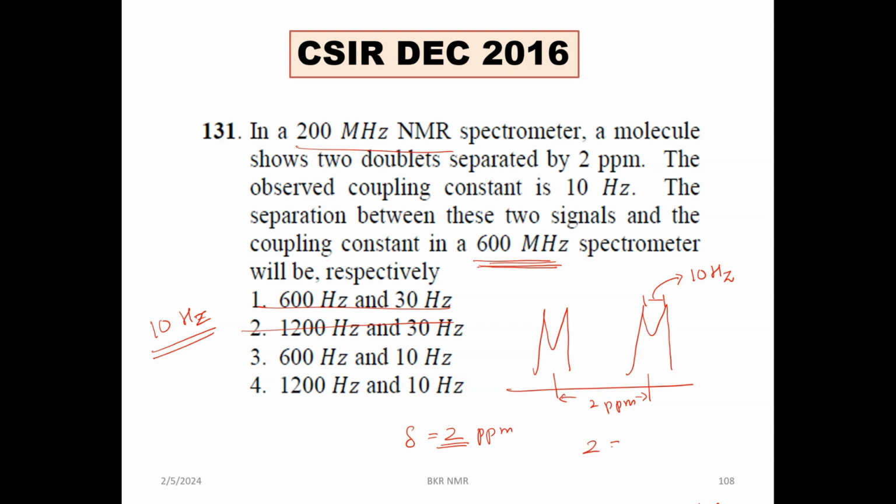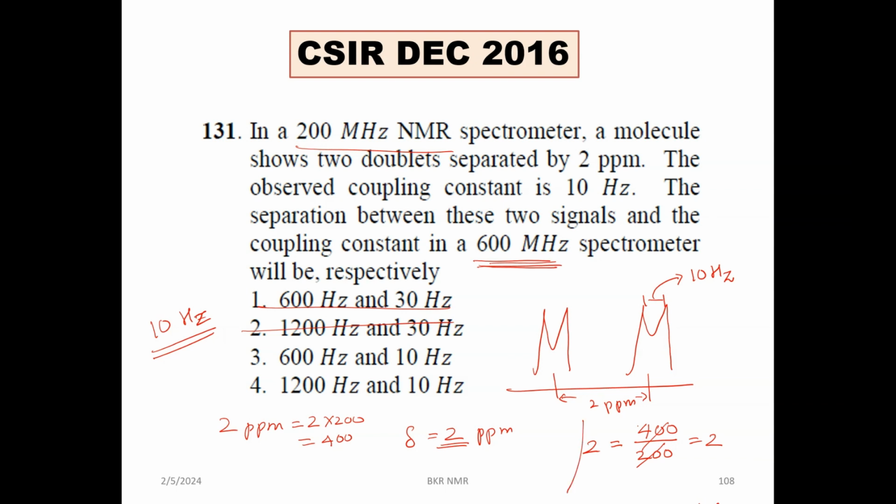So 2 is equal to, in the previous case, the instrument frequency is 200, and the separation between the lines is 2 ppm. So 2 into 200. How to convert into hertz? Multiply the 2 by 200, you get 400 hertz. So what we have in the numerator is 400 hertz. So when I divide, I get 2.